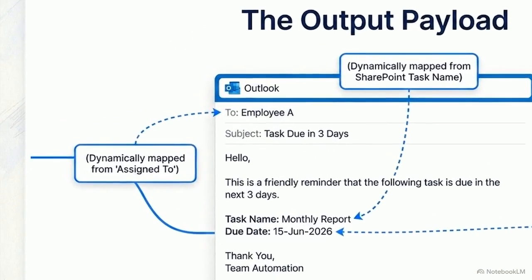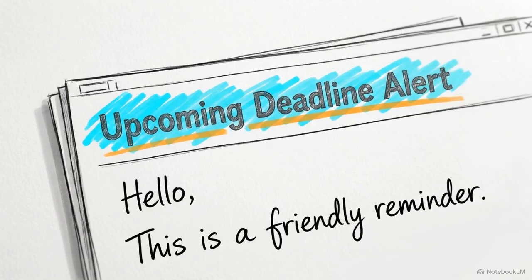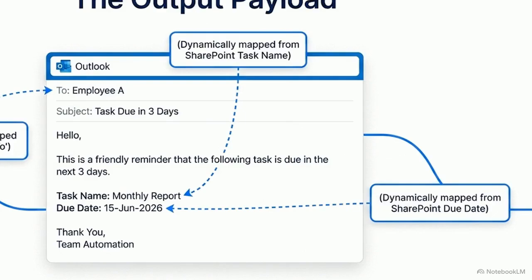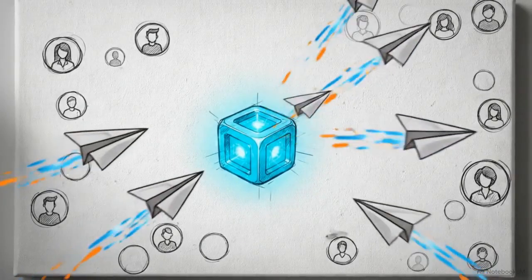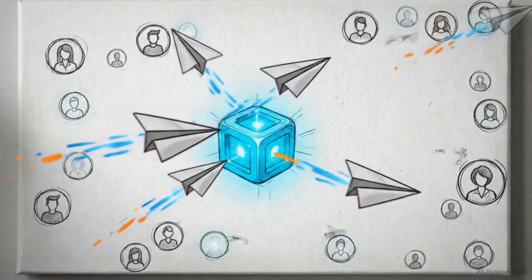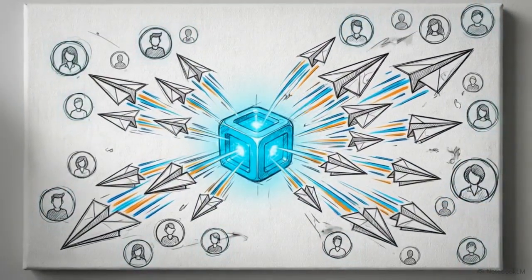Click the To field and map it to Assigned to Email dynamic content. Draft your static text next. Enter a clear subject line like Task due in 3 days and write a polite opening line. Below that opening text, insert the dynamic tags for task name and due date. This ensures employee A sees specifically that their monthly report is due. By utilizing this batch processing logic, the system maintains individual precision. Whether there's 1 task or 100, every assignee receives their own dedicated alert.